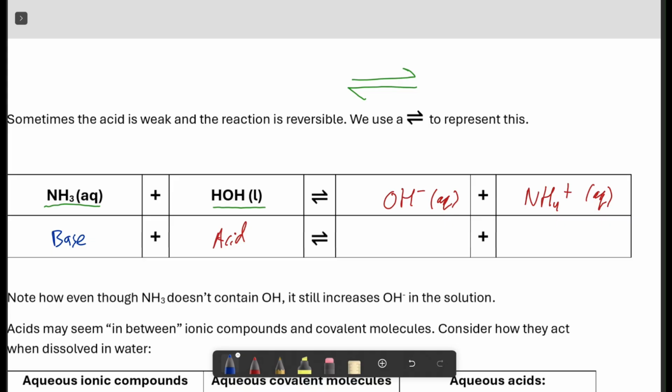But it's not containing it in its chemical structure. Okay, so this is the conjugate base. So what do I label NH4? Conjugate acid. Yes, conjugate acid.